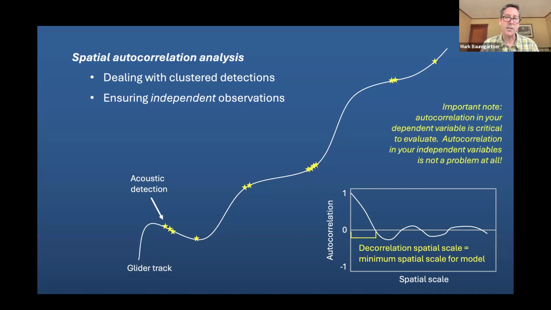Last thing, I often hear: I'm really worried about autocorrelation in my independent variables, my explanatory variables in my model. And that's not something that you have to worry about at all. Autocorrelation in your dependent variable is important because of pseudoreplication. Autocorrelation in your independent variables is not a problem at all. There are other things that we need to think about with your independent variables that I'll talk about in just a second, but autocorrelation is not one of them.